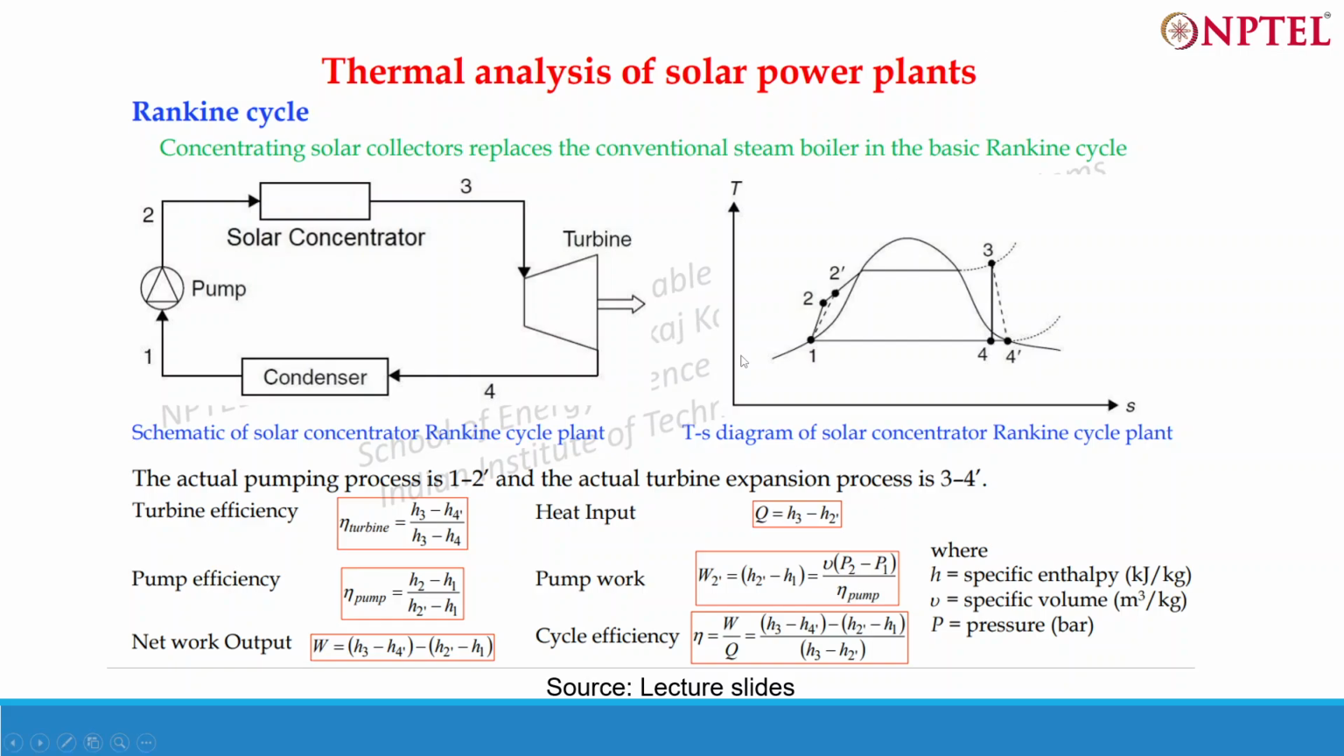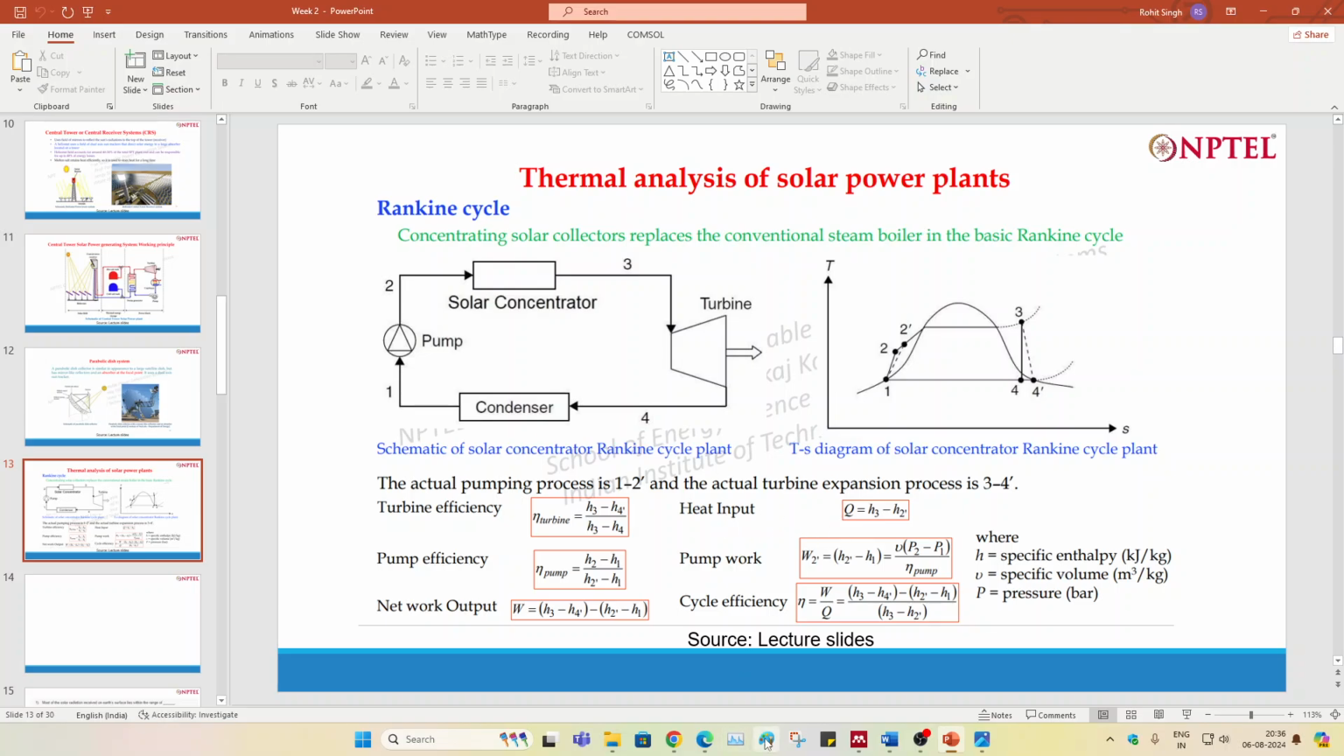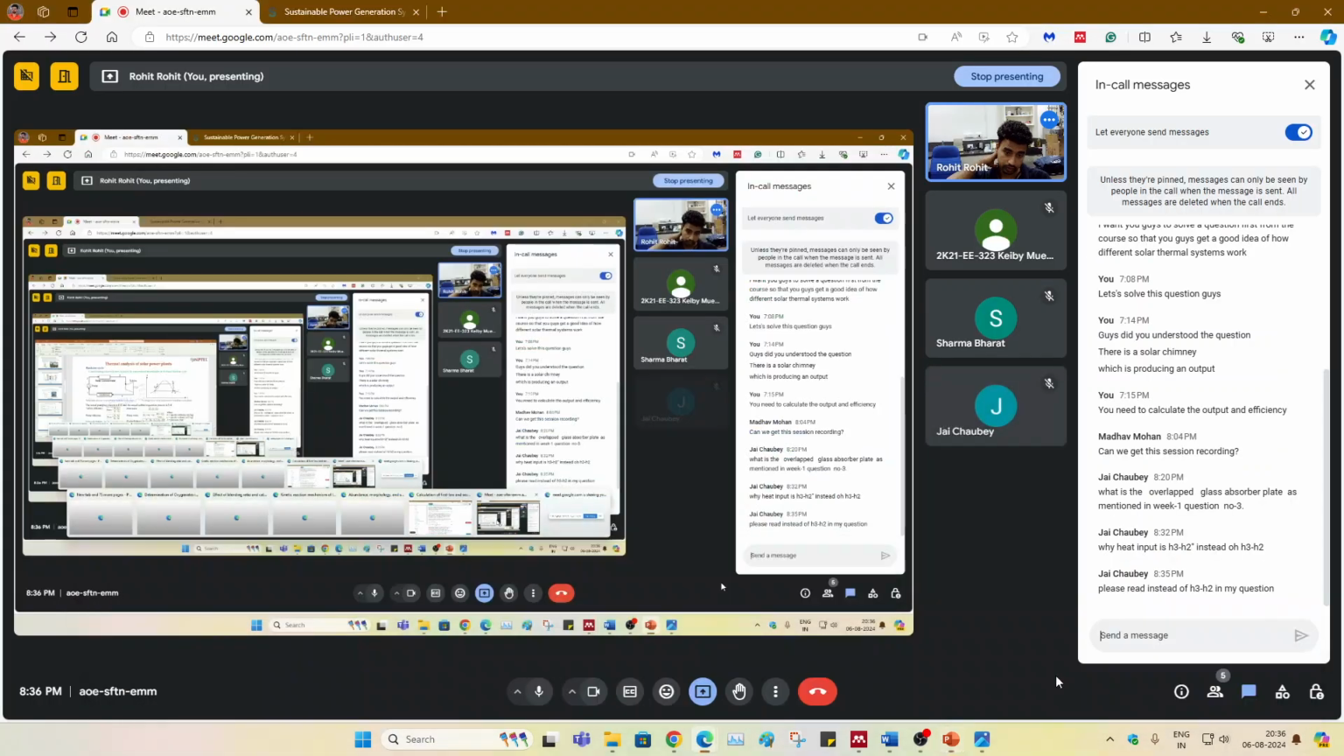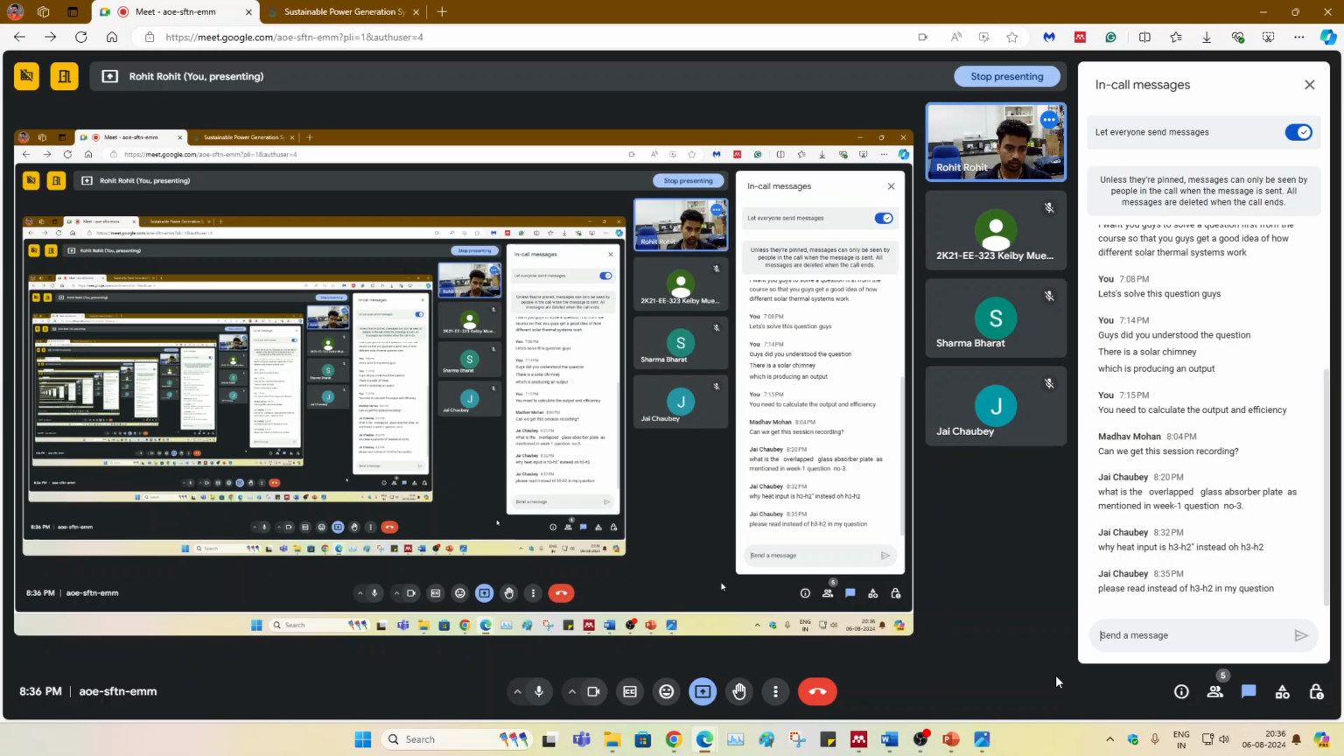So let's move to the assignment question then. Why is heat input H3 minus H2 dash instead of H3 minus H2? Okay Jay, I will answer this.